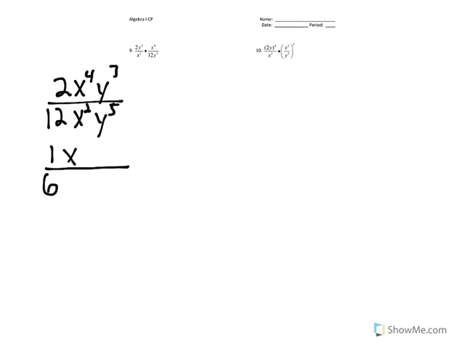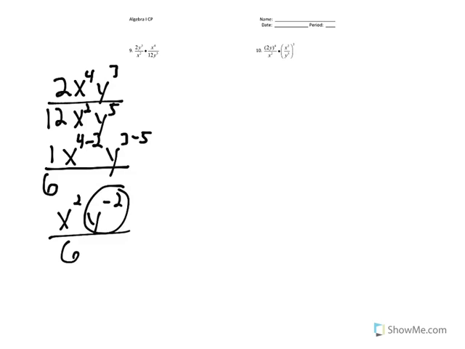X to the 4th divided by x squared. Keep the base, subtract your exponents. And y cubed divided by y to the 5th, 3 minus 5. Okay, so our numerator, we have x squared, y to the negative second over 6, and move the y to the negative second to the denominator, x squared over 6y squared. All right, that's our final answer.